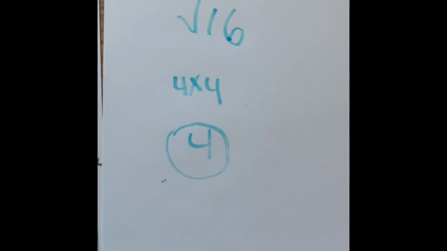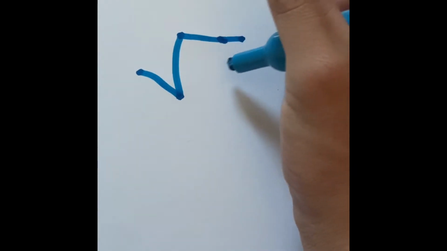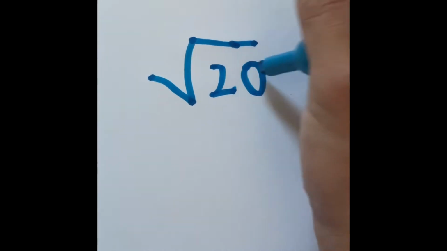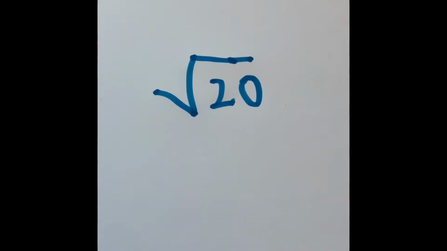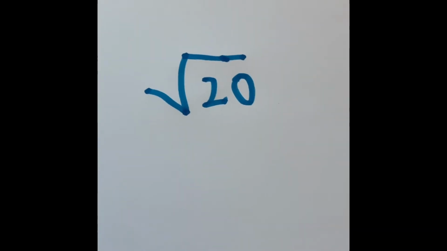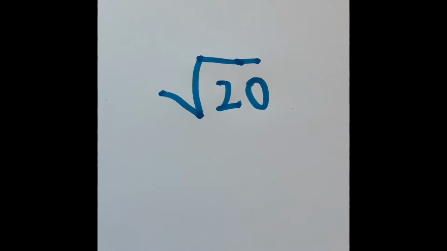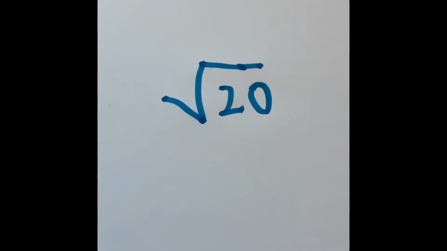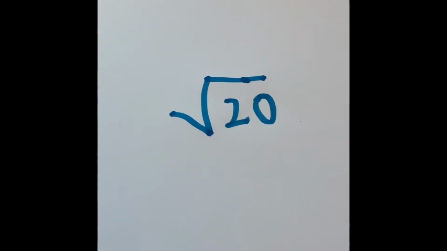However, sometimes you'll come across square roots that don't really work well. Like, how do you find the square root of 20? Well, the thing is, 20 is actually not a perfect square, because what number times itself will bring you to 20? Nothing. So, we'll have to take another step of simplifying it.